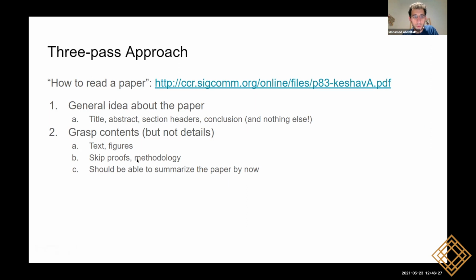So in a computer science context, skip the proofs, skip the methodology, but focus on the text and the figures, especially the plots, the graphs, and so on. And at this point, you should be able to write a summary of that paper. You should be able to describe that paper to your colleague and so on, but obviously not reproduce it.